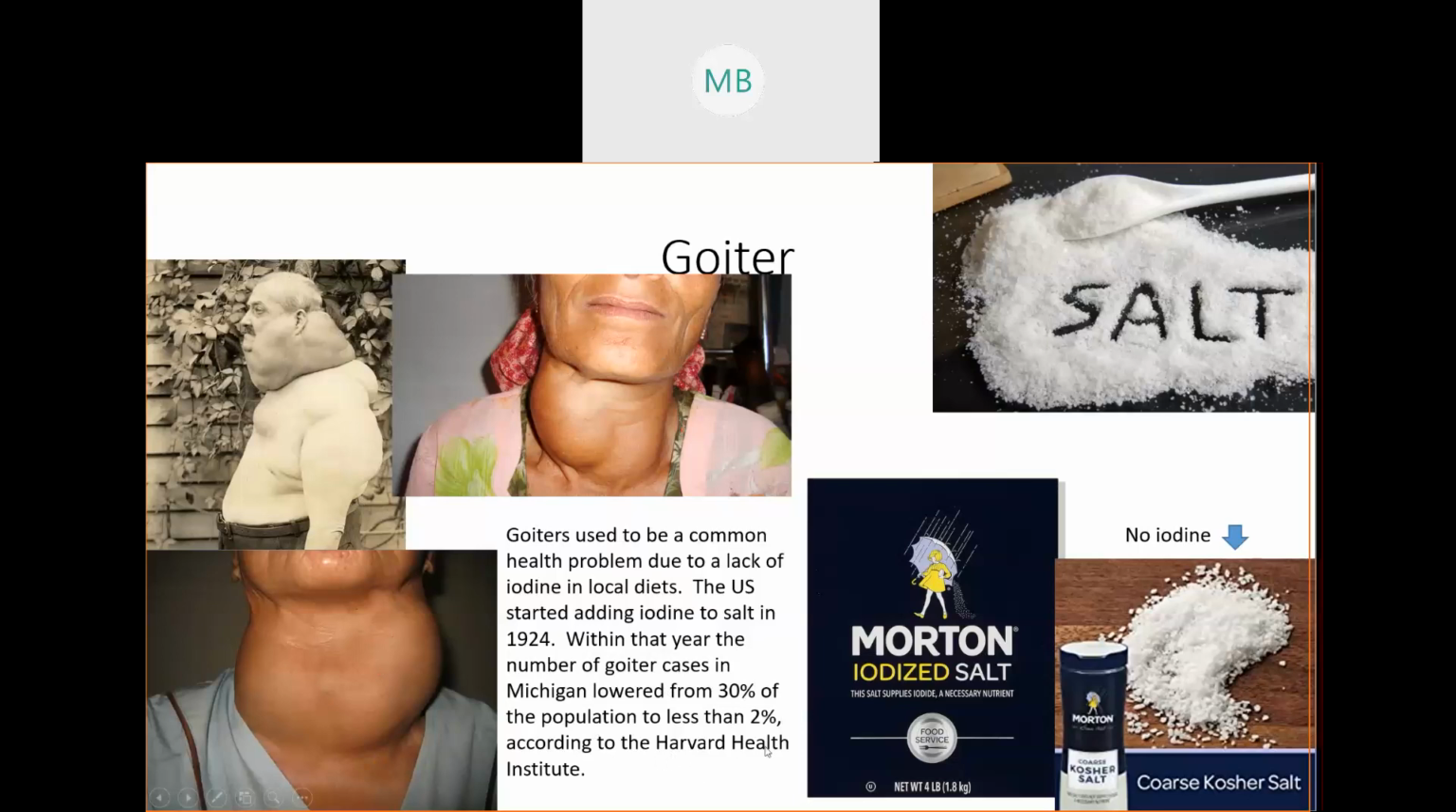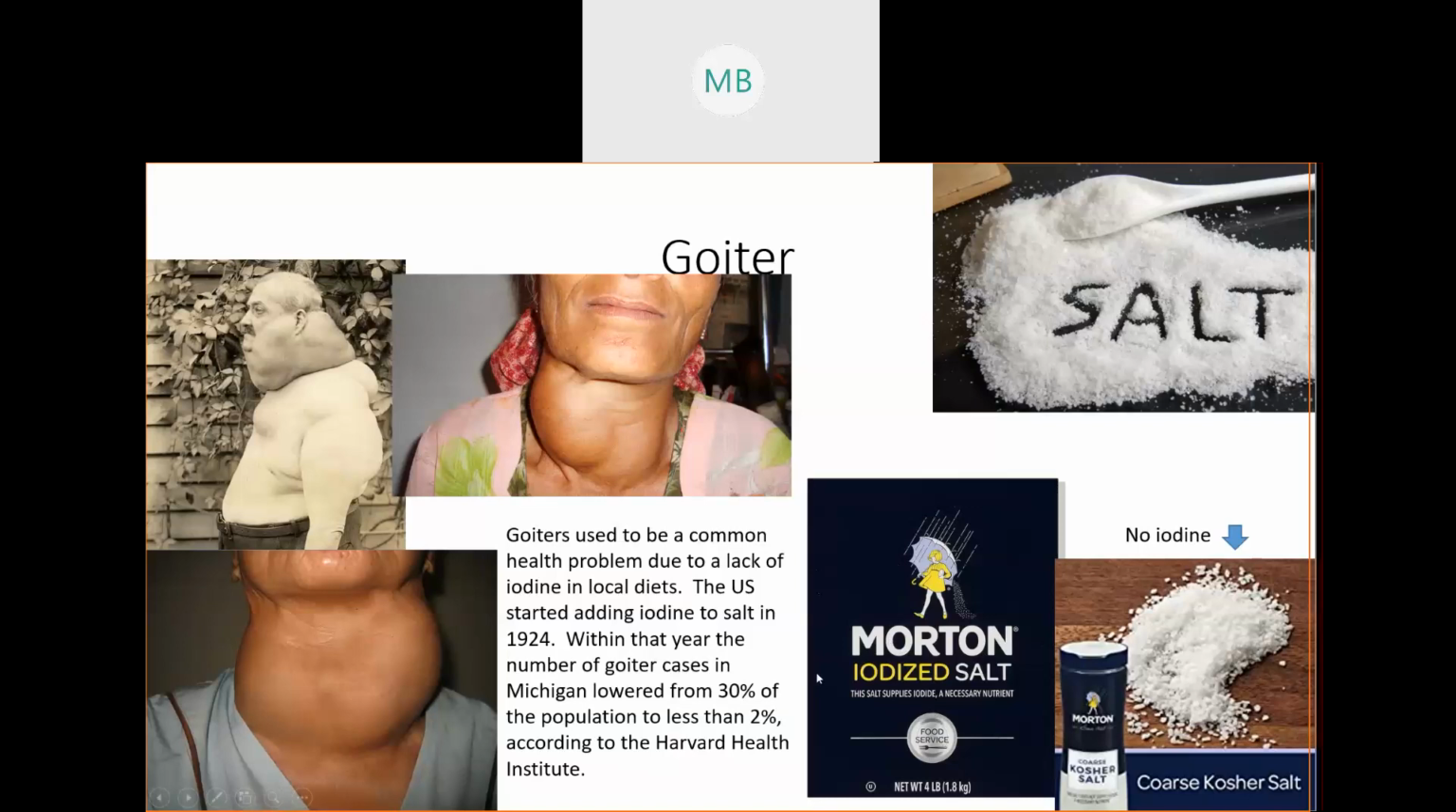These numbers are according to the Harvard Health Institute. And because we've added iodine to our table salt, these goiters are not common problems in the United States anymore. We don't worry about this. You may see these more often in other nations that don't have the same kind of health care, but this kind of problem is very rare in the United States now. This is not a health problem that we think about, whereas 100 years ago it was kind of just shrugged at like, that's just grandma, because we started adding iodine to salt.